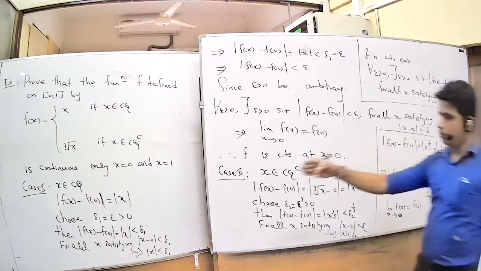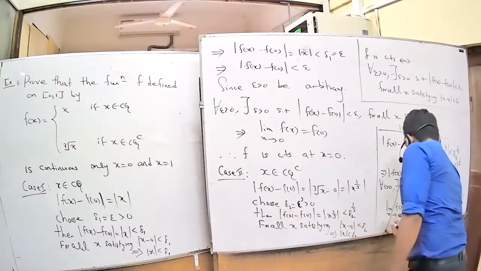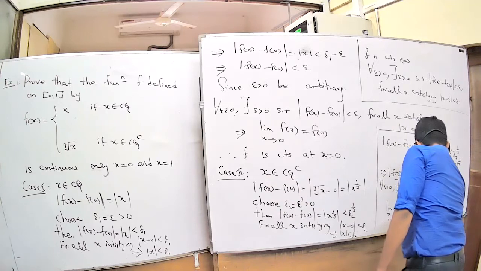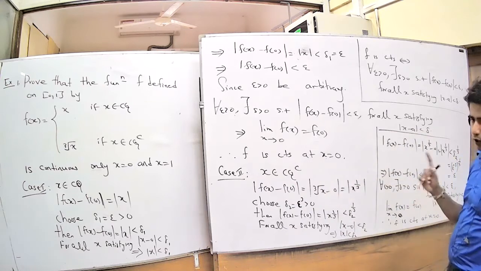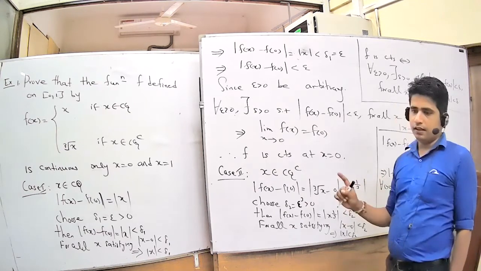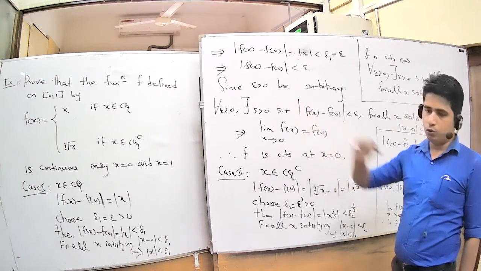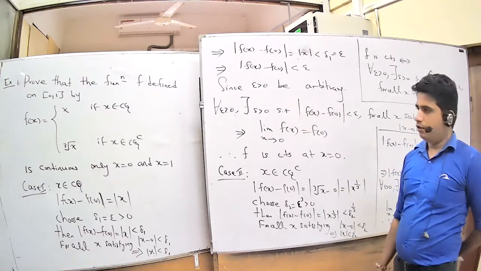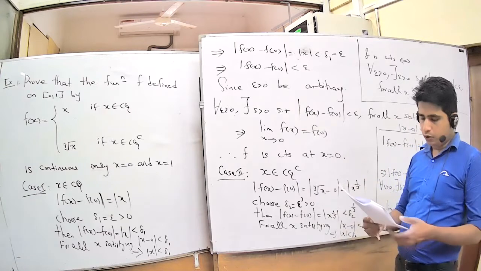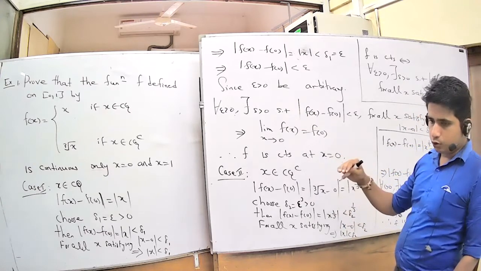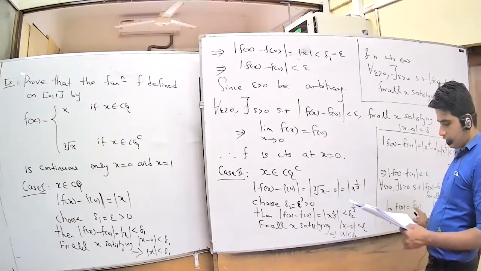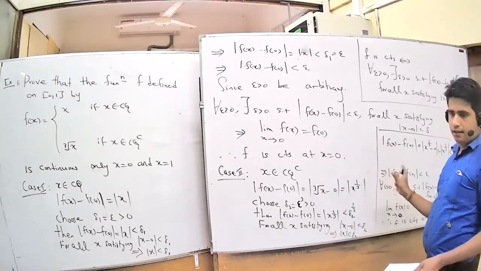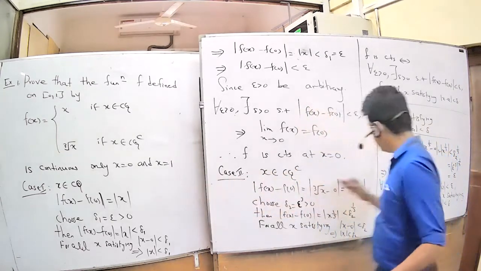Therefore, case 1 is continuous and case 2 is also continuous. This means f is continuous at x equal to 0 in both cases. So we can tell that f is continuous at x equal to 0 for these two cases. We choose delta as the minimum of delta 1 and delta 2, because we assumed delta 1 for the first case and delta 2 for the second.